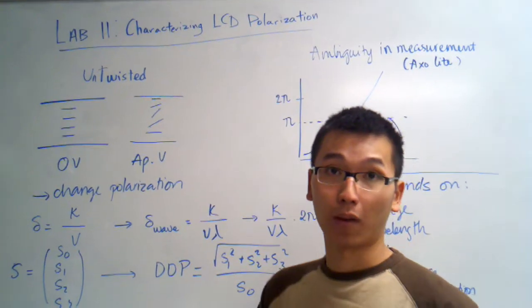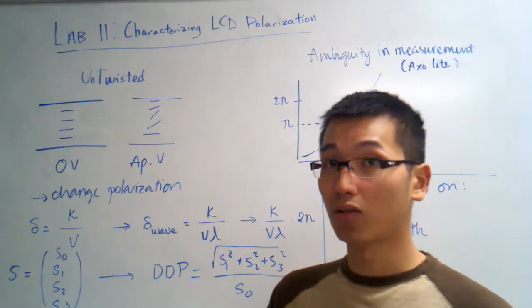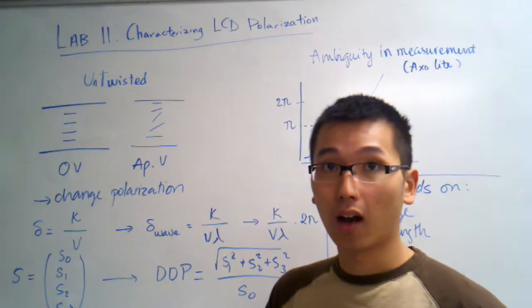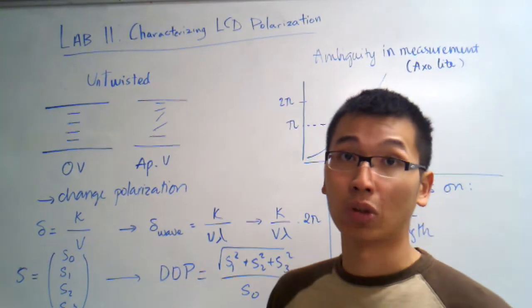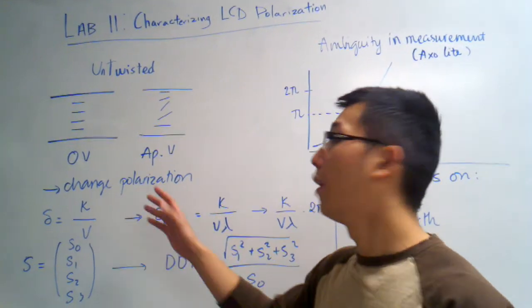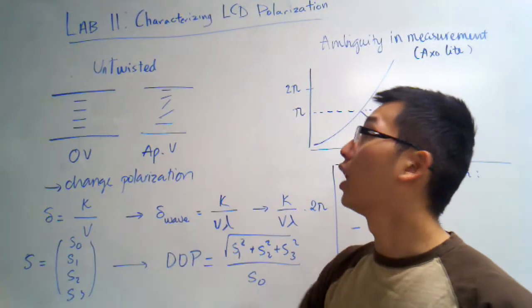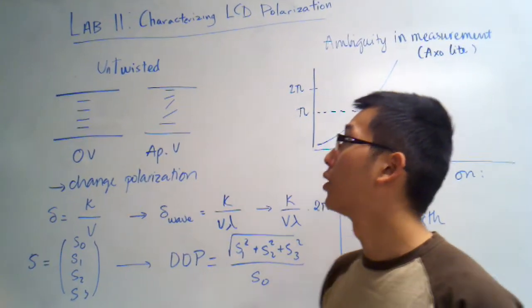There are two types of LCC, untwisted and twisted. Twisted is used more like a display, and untwisted is used for polarization control. In this lab we specifically use untwisted, so I'm going to talk more about untwisted instead.